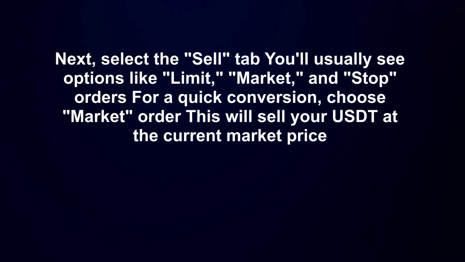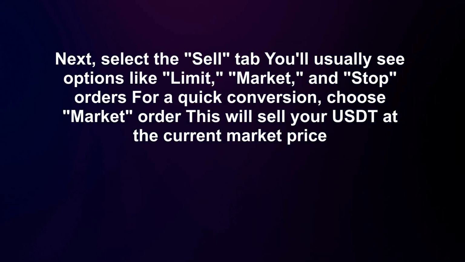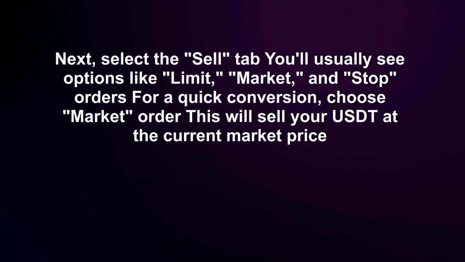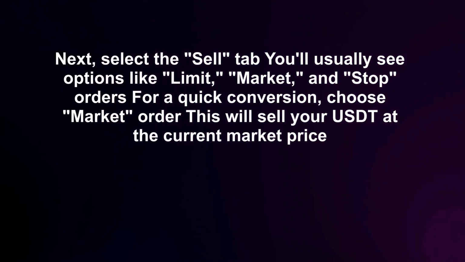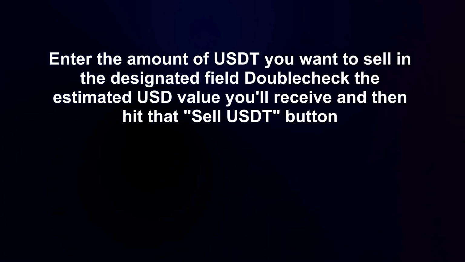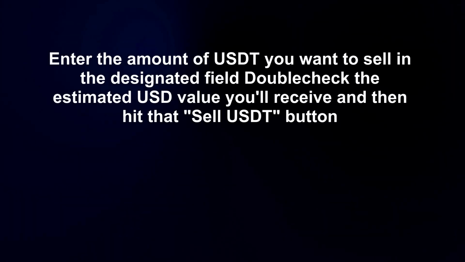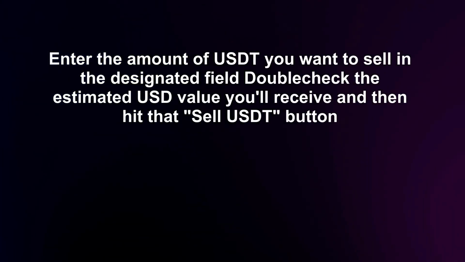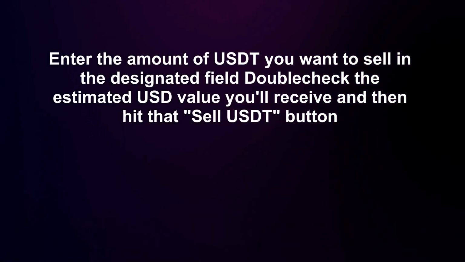Next, select the sell tab. You'll usually see options like limit, market, and stop orders. For a quick conversion, choose market order. This will sell your USDT at the current market price. Enter the amount of USDT you want to sell in the designated field. Double-check the estimated USD value you'll receive and then hit that Sell USDT button.